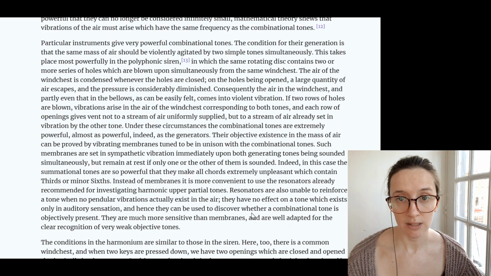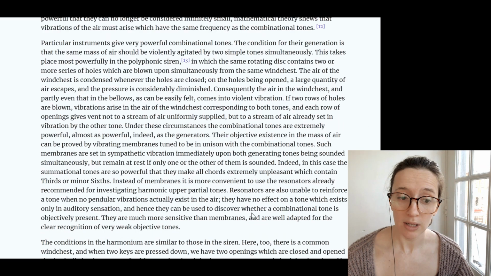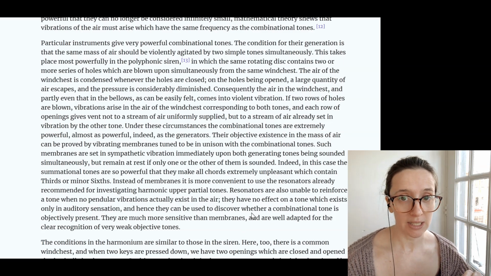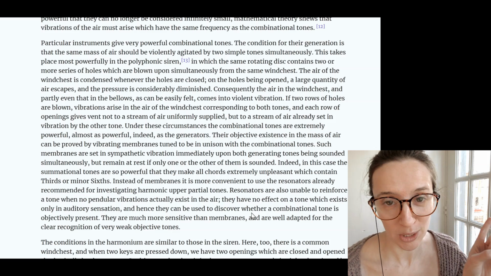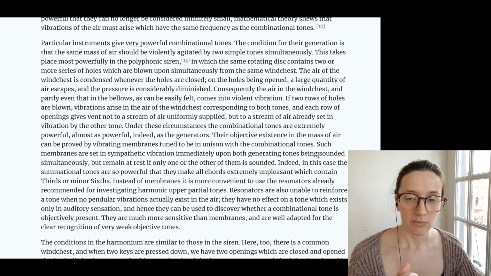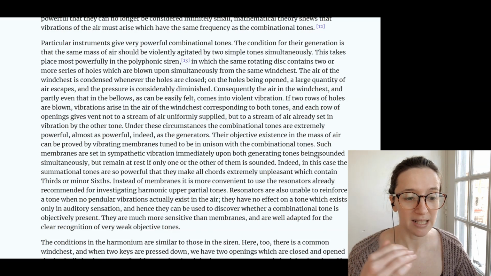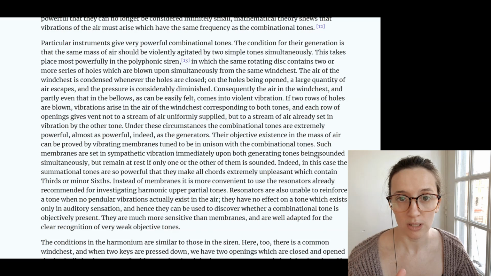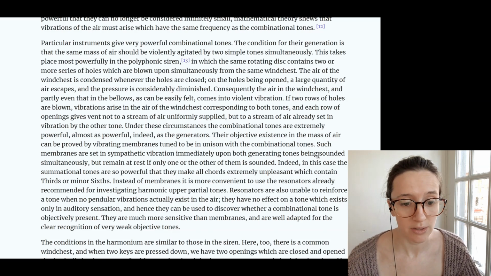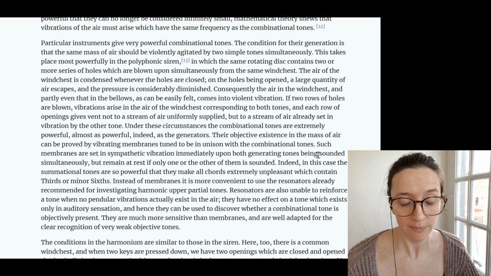So where are these combinational tones coming from? Well, one clue is that they're very powerful in the polyphonic siren. You can go back and watch my video on chapter 1 to get a refresher on the polyphonic siren. Because the air is being set into vibration by two different rows of holes simultaneously, the combinational tone exists in the air itself. And we can use resonators to hear it more clearly.